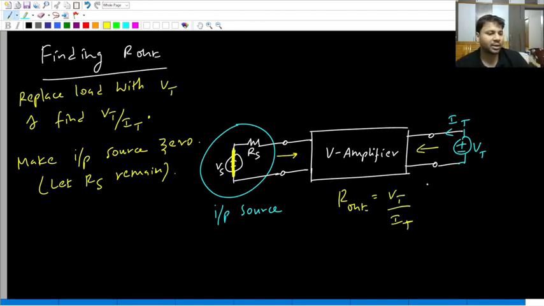So in this way, you can easily find the input and output resistances of any given amplifier. To find the input resistance, you should replace the input source with voltage source Vt and then find Vt by It. And to find the output resistance, replace the load with voltage source Vt, again find Vt by It. Don't forget to make the input source 0. In this case, that Vs, you should make it 0 or short circuit. Okay.